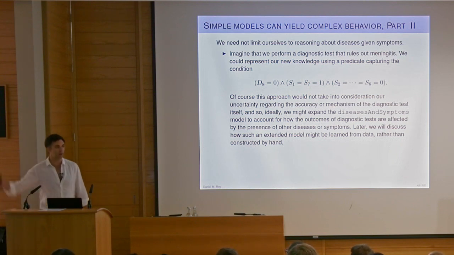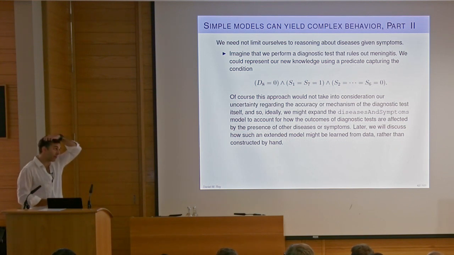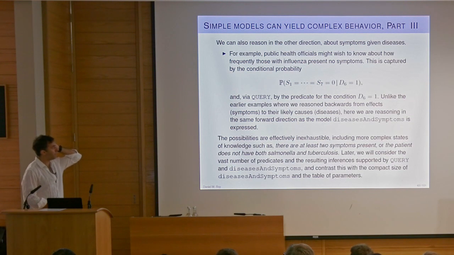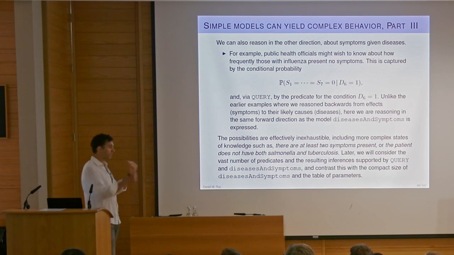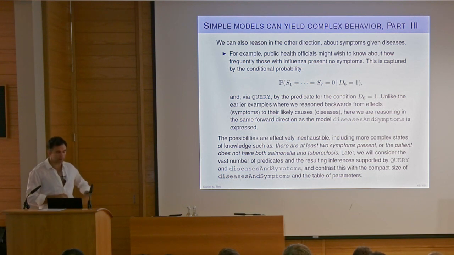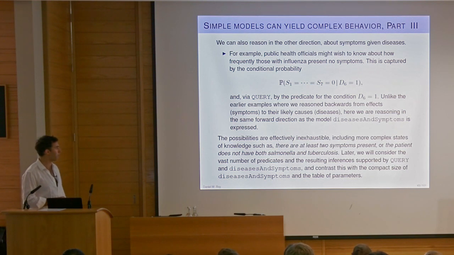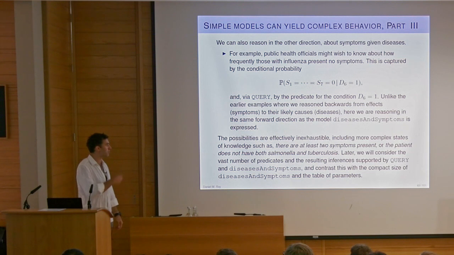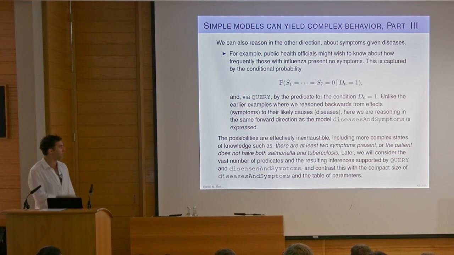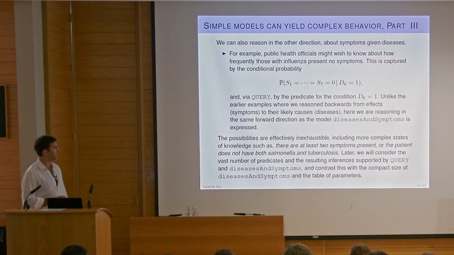It's not like learning a classifier where I put an image in and get a label out. It's a bit richer. But also, of course, learning something like this, which we haven't talked about yet, is more ambitious. And then finally, there's nothing constraining me from asking backward-facing questions. I could ask forward-facing questions like, I think they have MRSA, what other symptoms might we be looking for? You could ask the model to imagine future symptoms that you might want to look out for. Or you can do weird things like, there are at least two symptoms present, or the patient does not have both salmonella and tuberculosis. That might be a piece of side information that rules out that logical possibility.